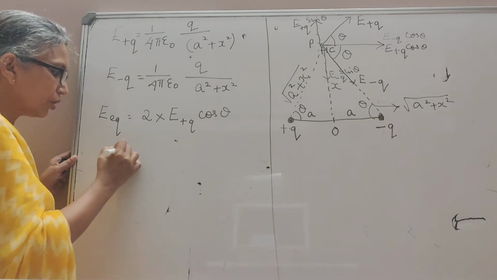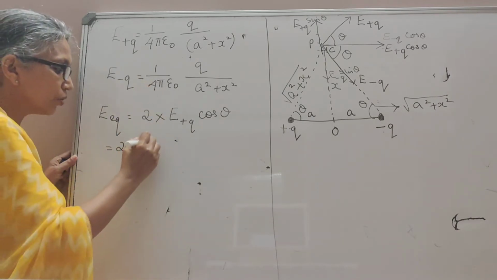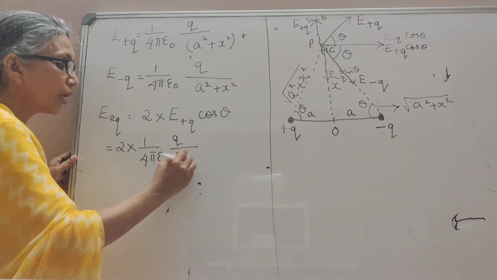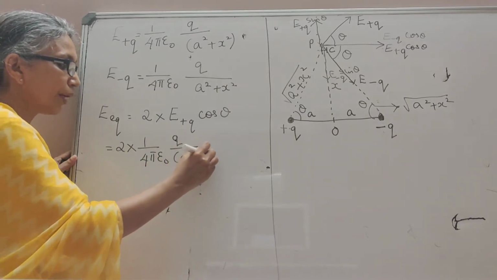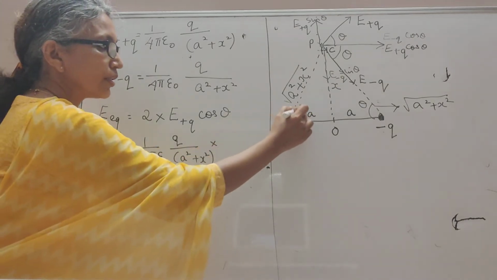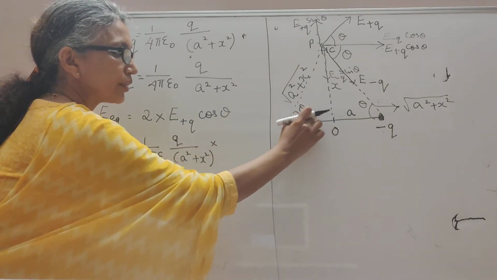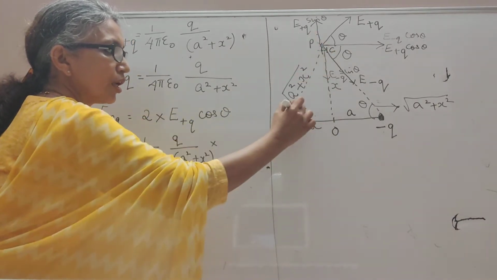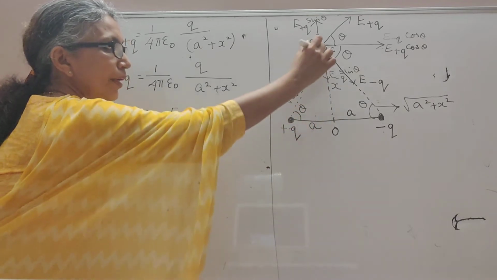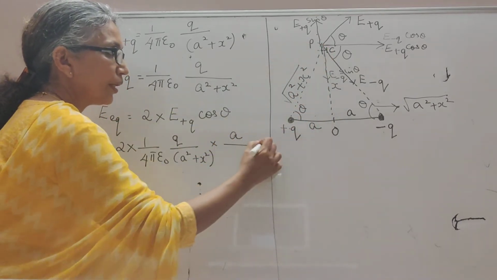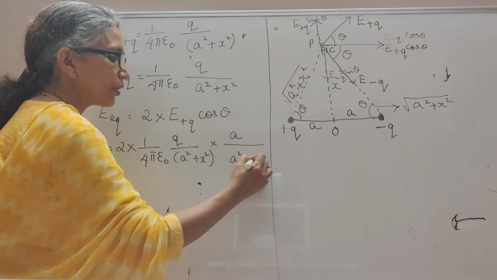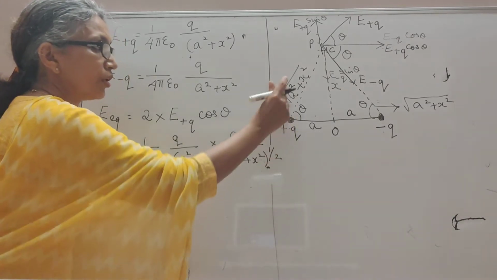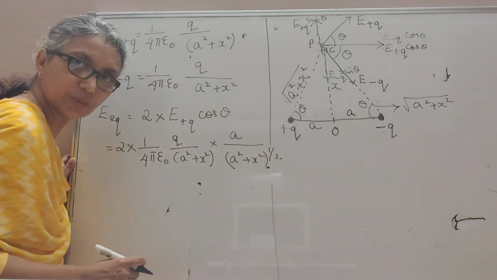Now I am going to substitute 2 into E plus Q or minus Q, both have the same magnitude, Q by A square plus X square into cos theta. Here this is the adjacent side, this is A, and this is the hypotenuse. Cos theta is adjacent side by hypotenuse. So A by A square plus X square the whole raised to 1 by 2, because square root I can write as 1 by 2.